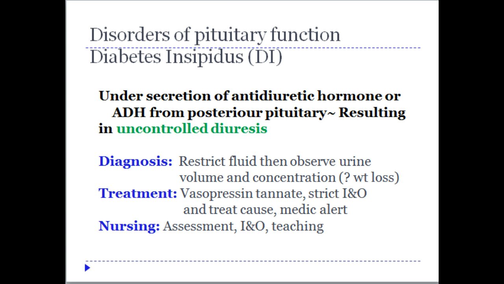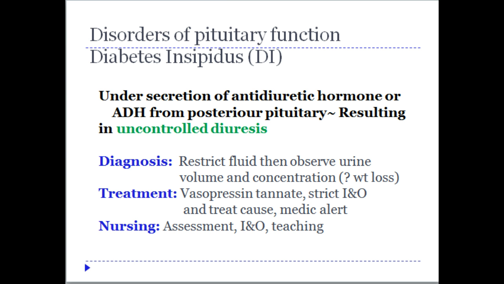How we treat this is we give them vasopressin. We do strict I's and O's on them, and we treat the cause if there is a cause that we can identify. Naturally, with your nursing assessments, you're going to do a thorough assessment with them. You're going to talk to the family about intake and output, and you're going to do some other teaching at home so that they know what to look for.